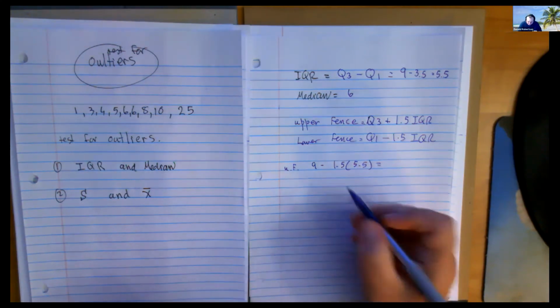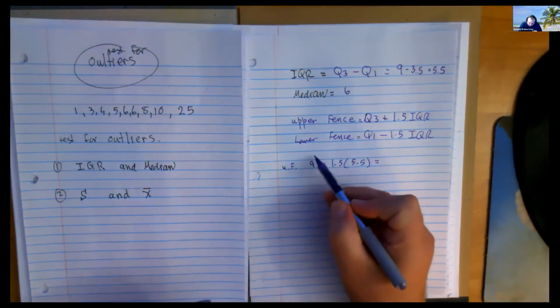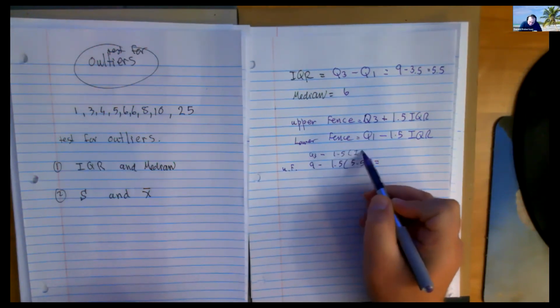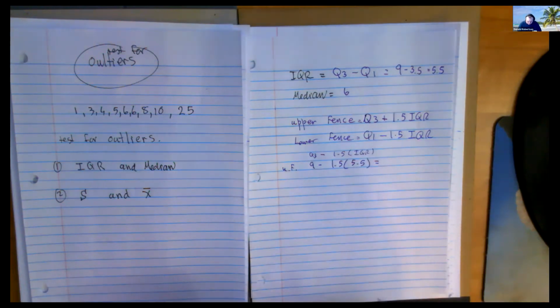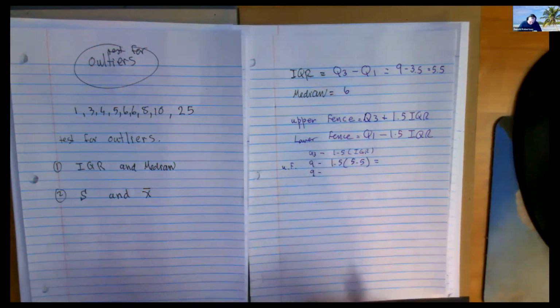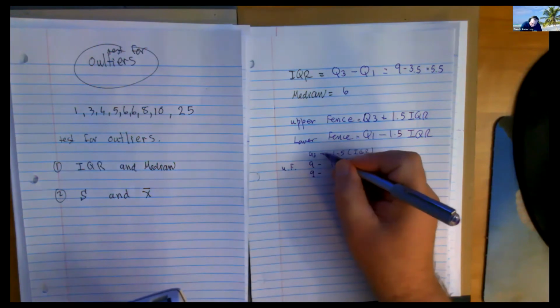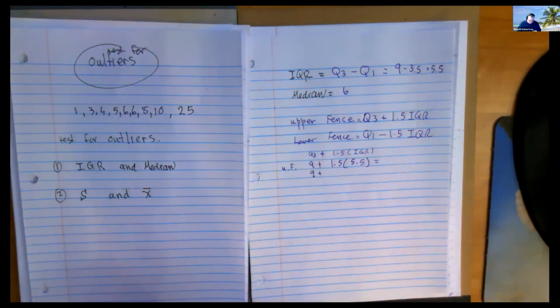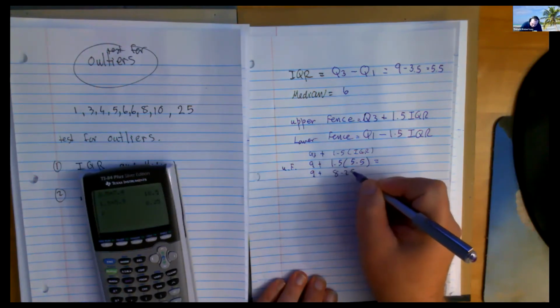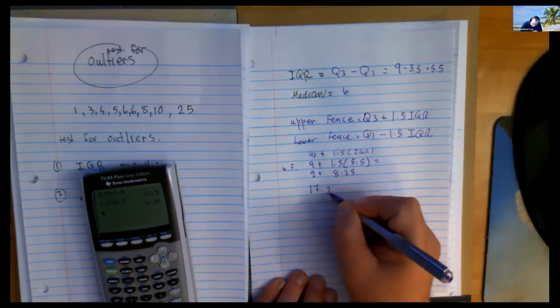Right, so there's the Q3. I'm going to subtract 1.5 interquartile ranges. So it's going to be, I guess I could do it here, 9 take away 1.5 times, I keep saying take away, I don't know where my brain is today. So it's going to be 1.5 times 5.5. And that gets me 8.25. And this leaves me with 17.25.